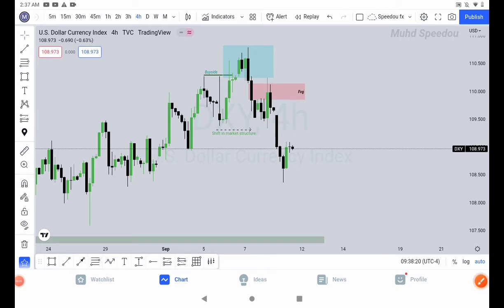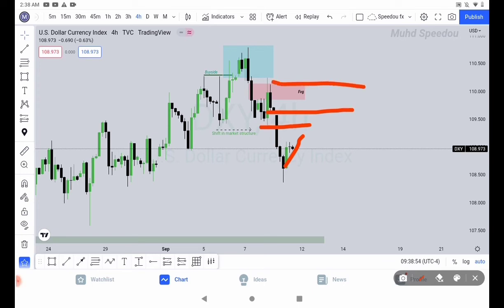Besides that, we have the shift in market structure. That is the bearish shift in market structure, which is also a confirmation of our daily, our high time frame bias, that is the bearish bias. So when price broke this bearish market structure, we have a fair value gap right here, and now we can expect some retracement down to this volume imbalance, which also has a bearish fair value gap.